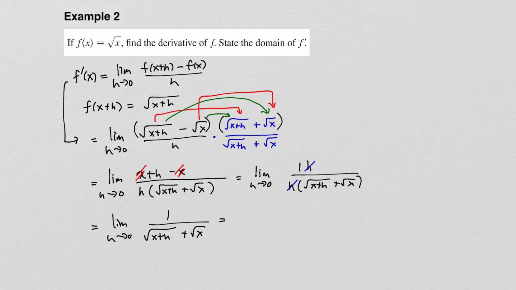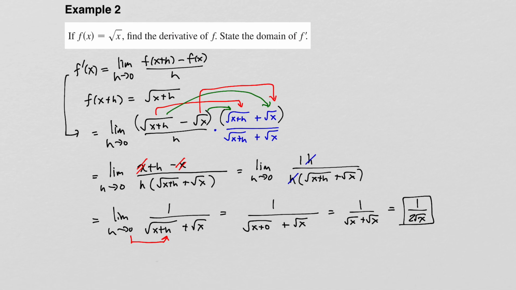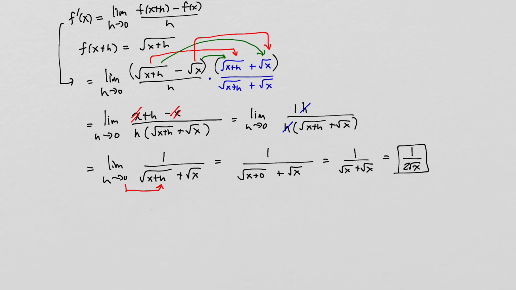And as the last step now, we can substitute h equals 0 in there, and I'll show this step just to remind you. So this becomes 1 over the square root of x plus 0 plus the square root of x, which is 1 over the square root of x plus the square root of x. And when you add two things together that are the same thing, you get 2 of them. So the answer here becomes 1 divided by 2 times the square root of x.